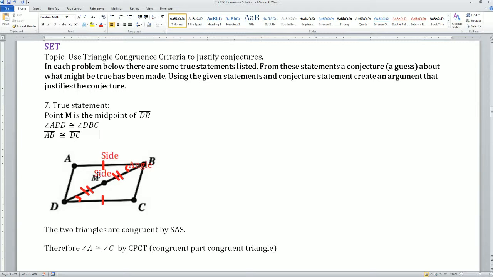So side, angle, side, right there. The two triangles are congruent by side, angle, side. The fact that the triangle is congruent means the parts are congruent. Therefore, angle A has to be congruent to angle C by CPCTC. Congruent parts means congruent triangles, or vice versa. Congruent triangles have congruent parts.